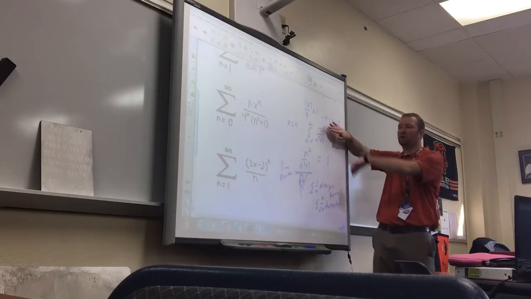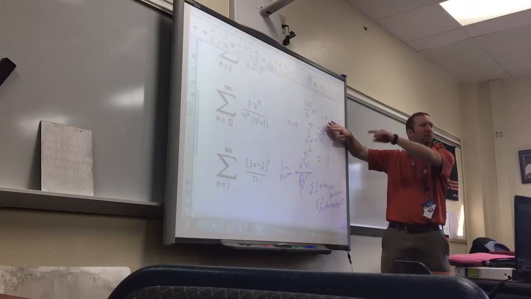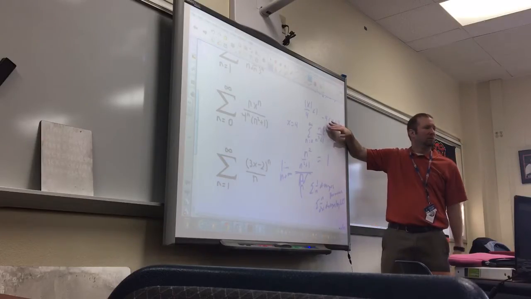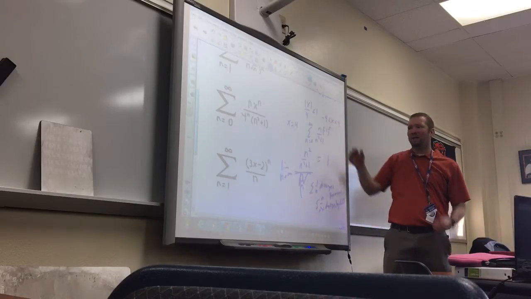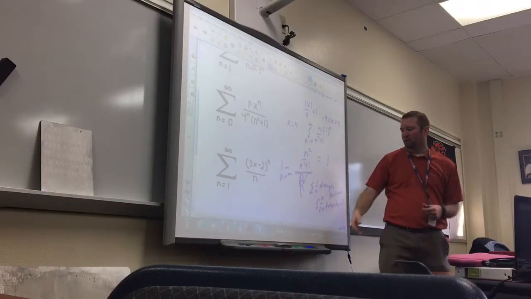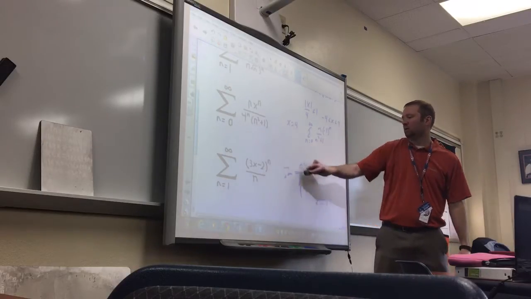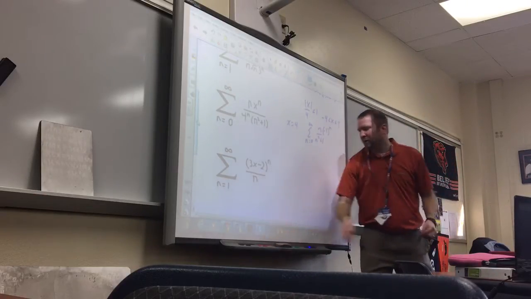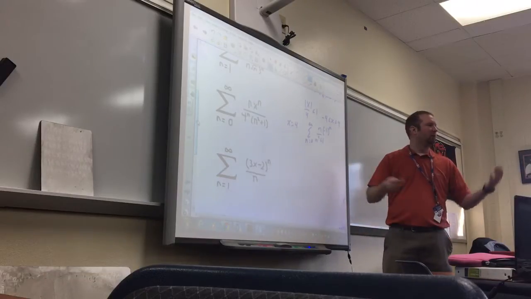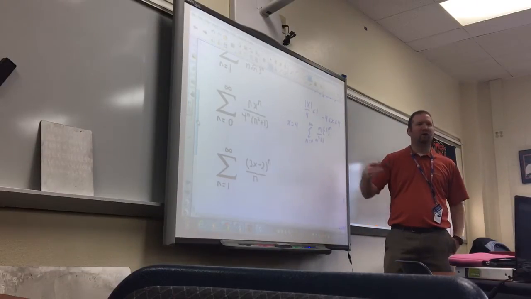Sure, the limit as n goes to infinity, I'm going to have n over n squared, so the terms go to 0. And then the last one is really showing that the terms get smaller. Well, as n gets larger, n squared plus 1 gets bigger, so the fraction gets smaller.